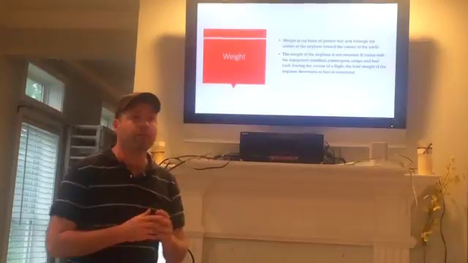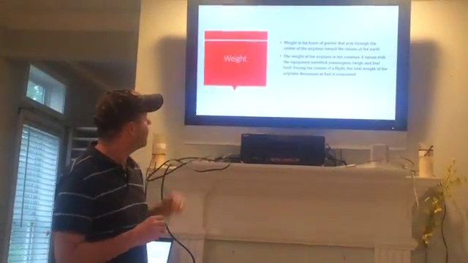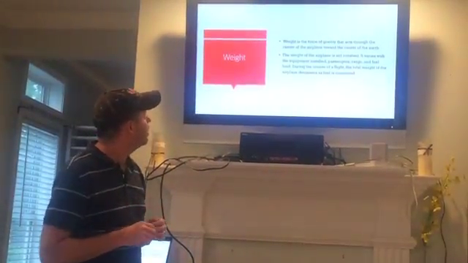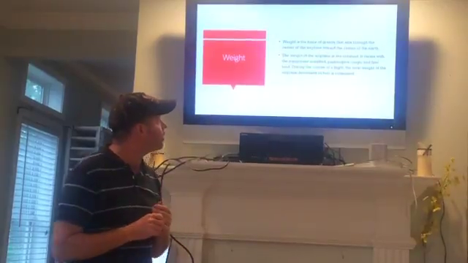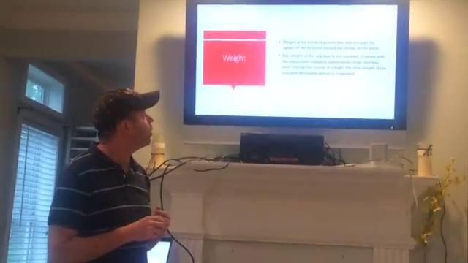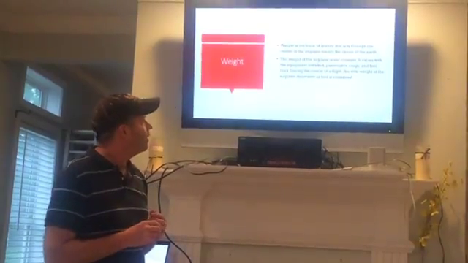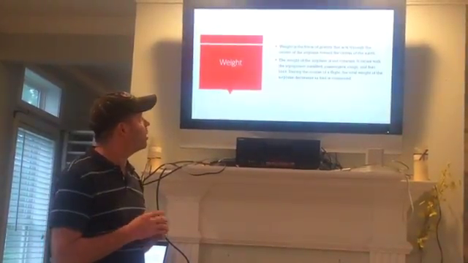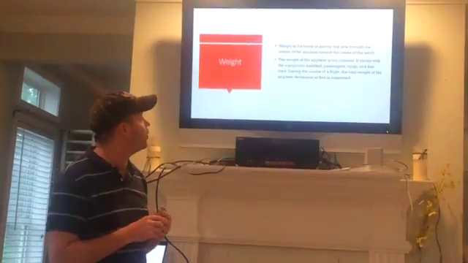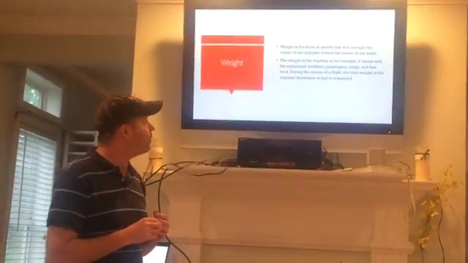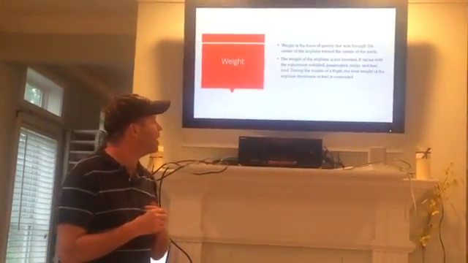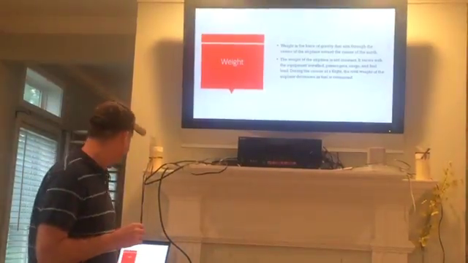The fourth component we're talking about is weight. It's a fourth force. Weight is the force of gravity that acts through the center of the airplane toward the center of the earth. The weight of the airplane is not constant. It varies with the equipment installed, the passengers, cargo, and fuel load. During the course of a flight, the total weight of the airplane decreases as fuel is consumed.